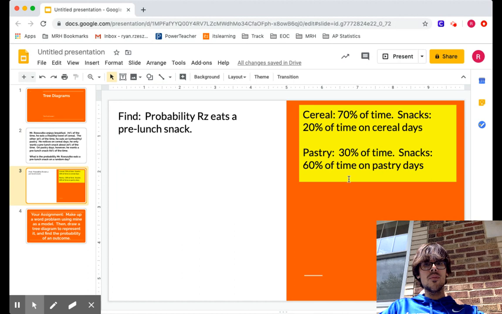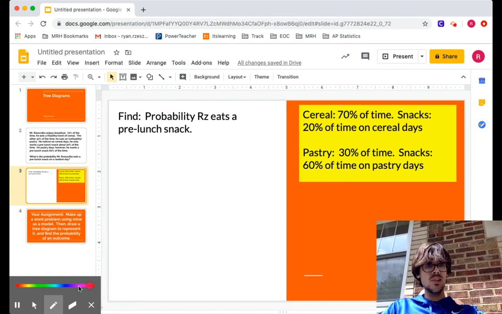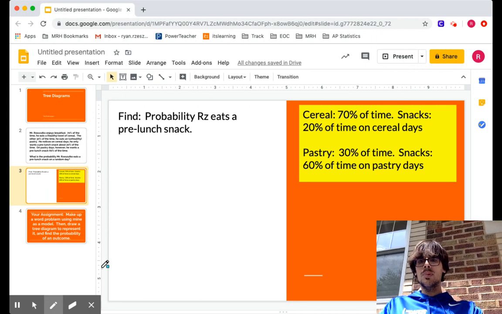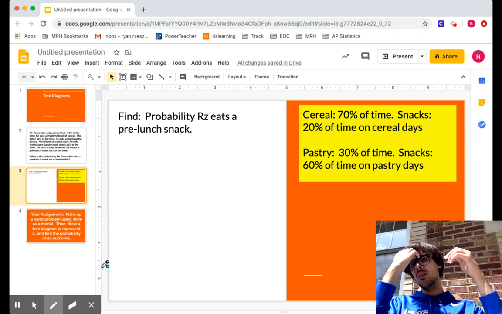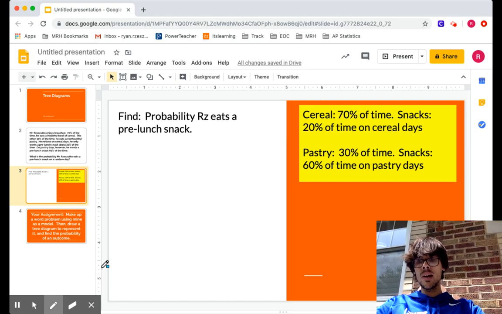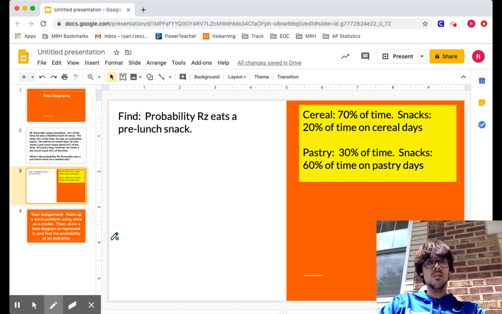So on this next page, I have a summary of all the info on that slide, and I want to show you guys how you make one of these tree diagrams. When I wake up in the morning, my first big decision with respect to this problem is what I'm going to have for breakfast. And according to my problem, I either have cereal or I have a pastry. Those are the two options that I left myself to have.